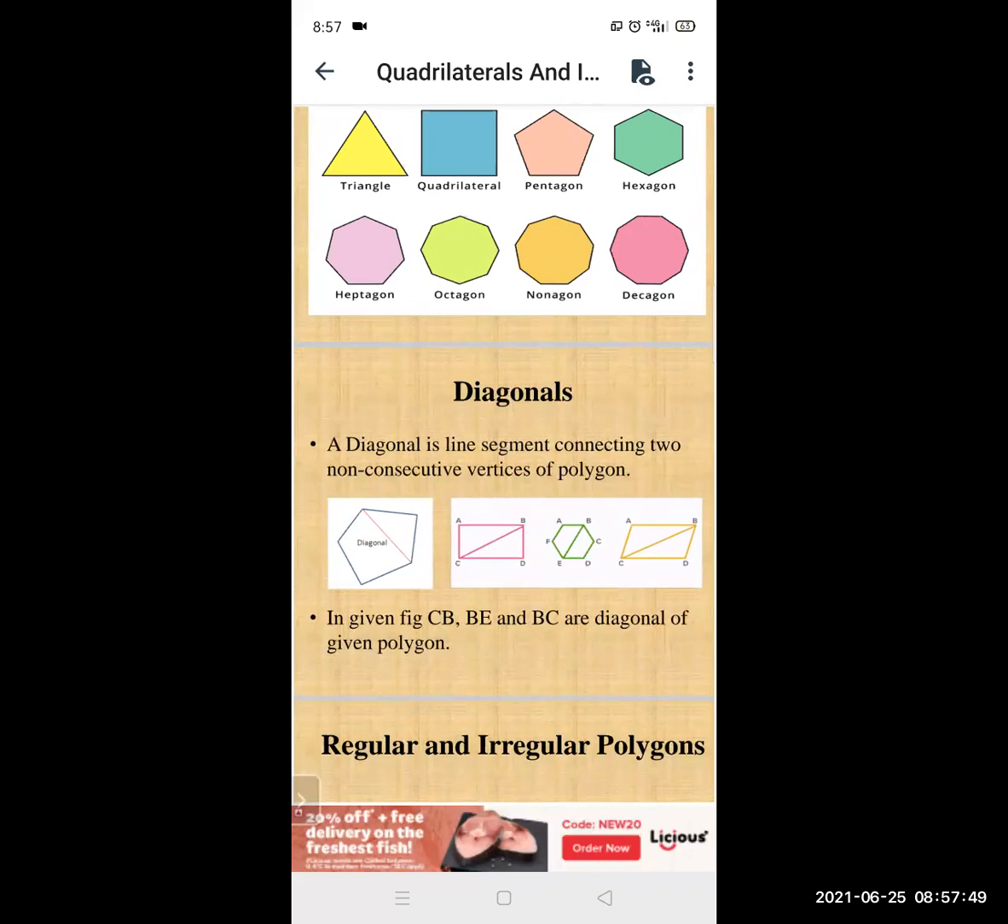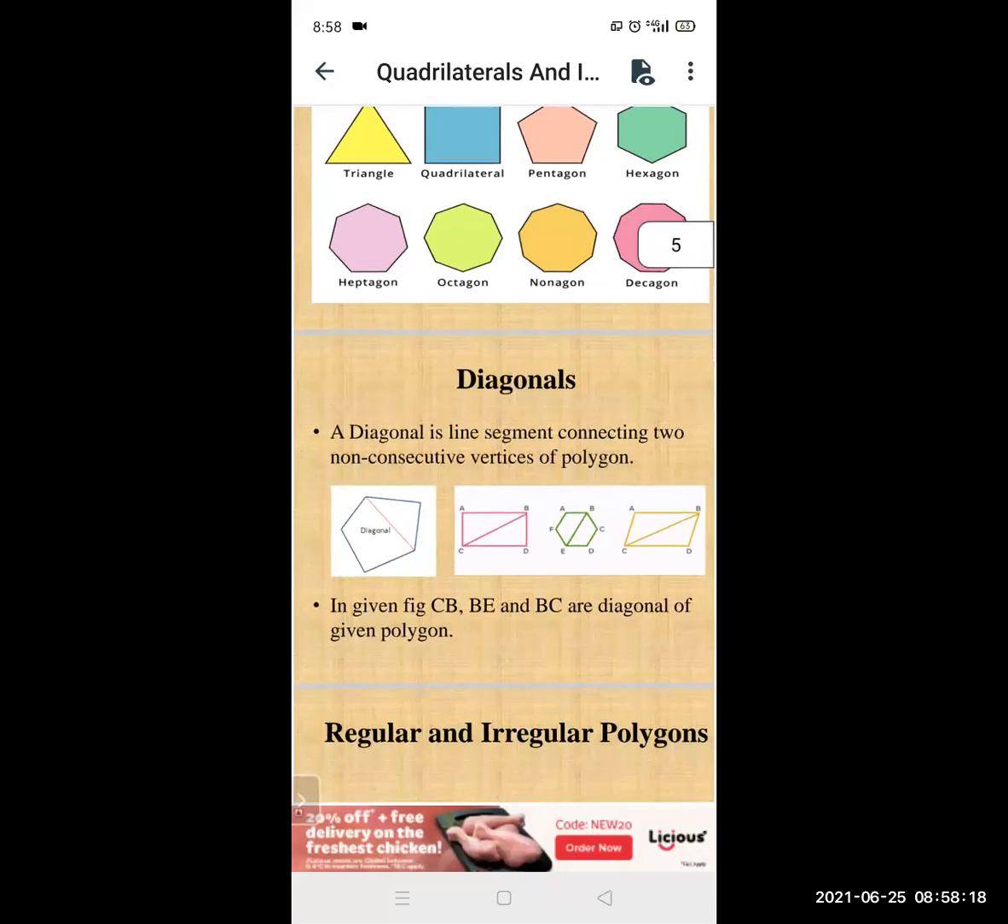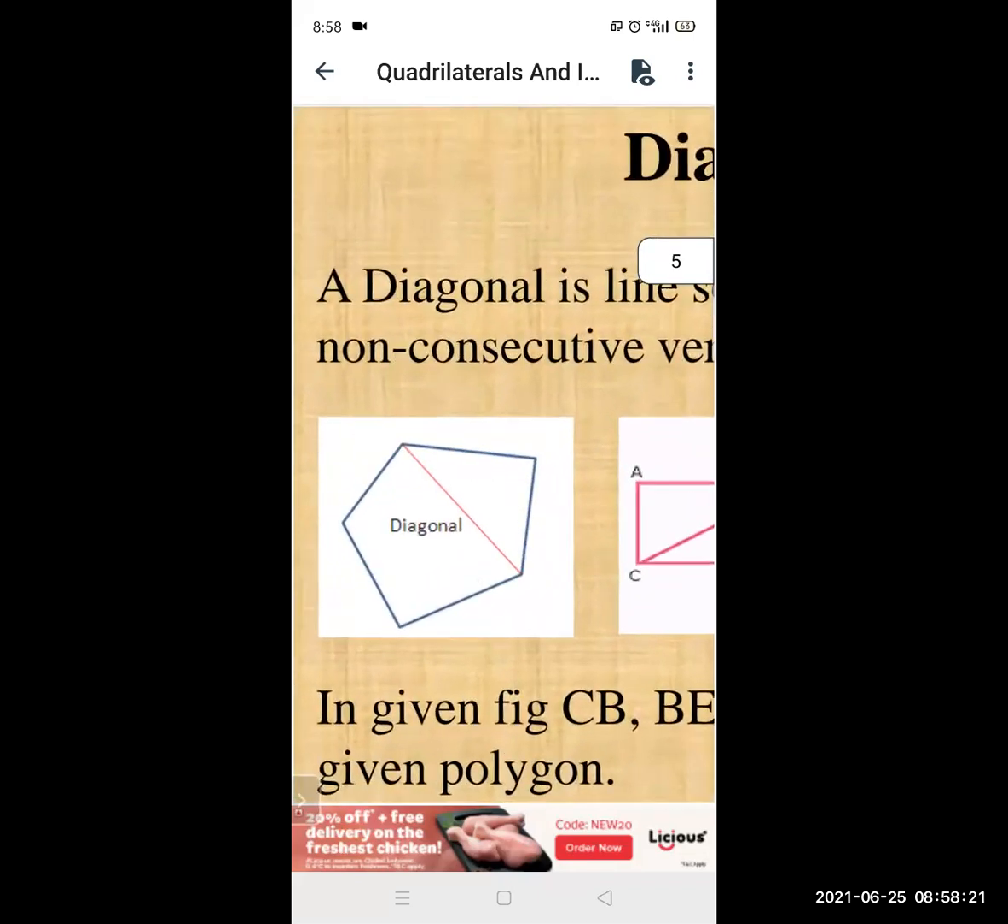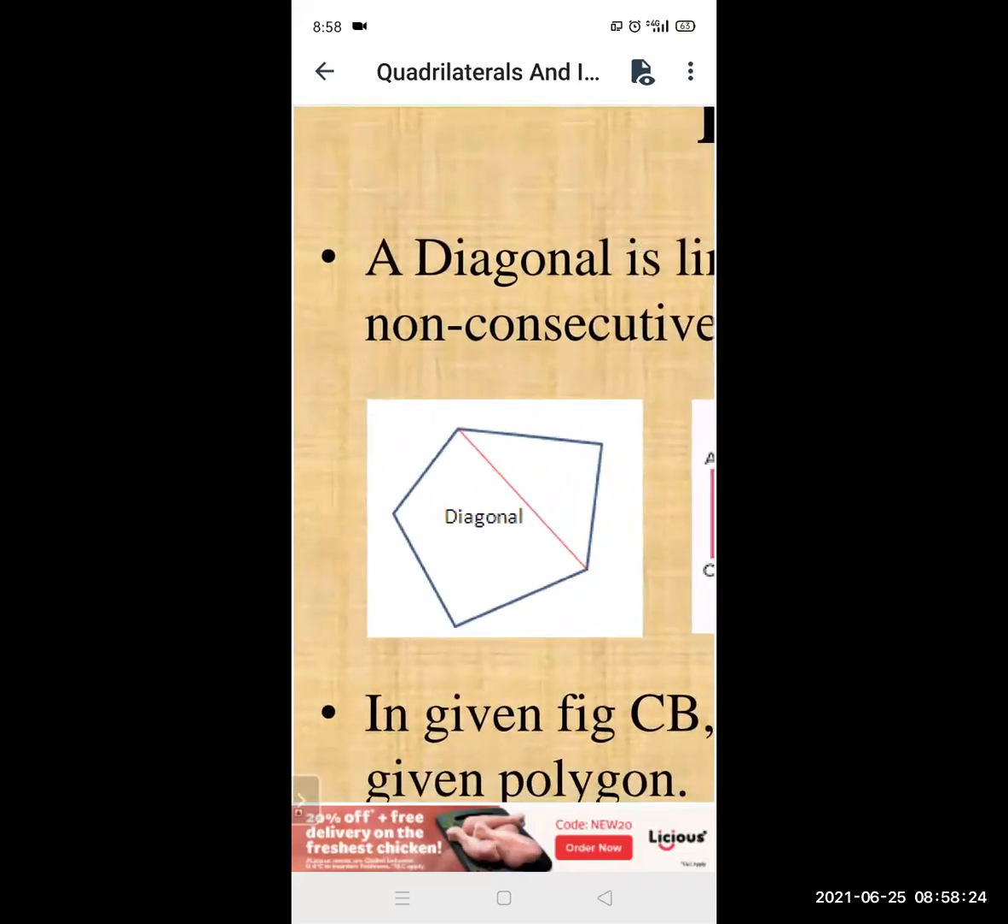What is a diagonal? A diagonal is a line segment connecting two non-consecutive vertices of a polygon. Consecutive means the points which come one after one. But what we want is non-consecutive, which means we don't add the next point. We have to take a line which is after one point. So you can see here 5 lines are there. So this becomes your pentagon. 5 lines, pentagon. So what is the diagonal here?